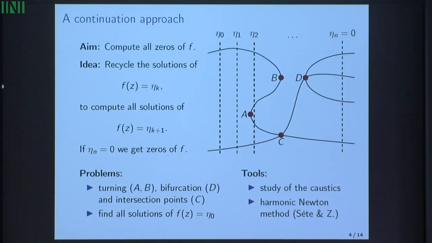The other is that to start our procedure, we have to compute all solutions for some right-hand side eta 0, to get started. And we will tackle these problems by studying the caustics and with the harmonic Newton method. So at least what we call the harmonic Newton method.